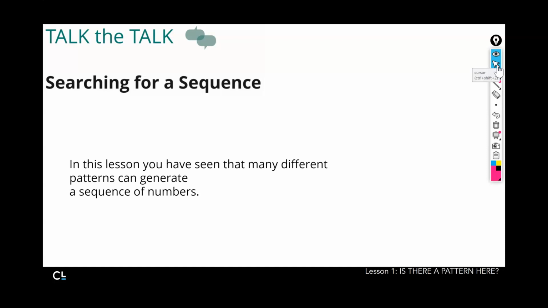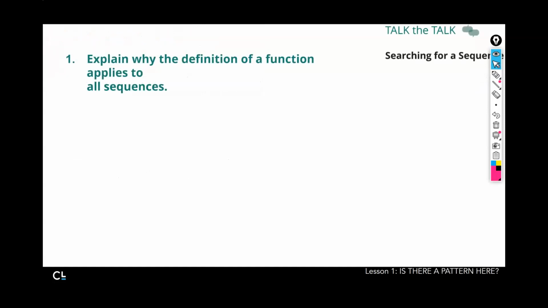Searching for a sequence. In this lesson, you have seen that many different patterns can generate a sequence of numbers. Explain why the definition of a function applies to all sequences. In a function, each independent value has one corresponding dependent value. In a sequence, each term number, which is your independent value, has one term value that it corresponds to, the dependent value.